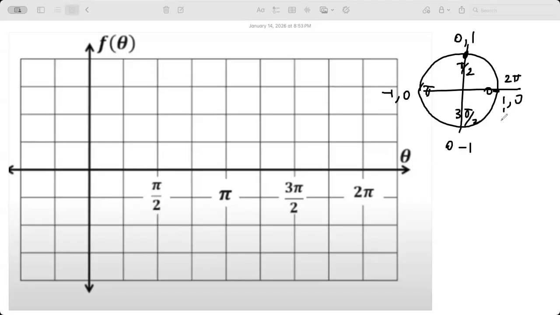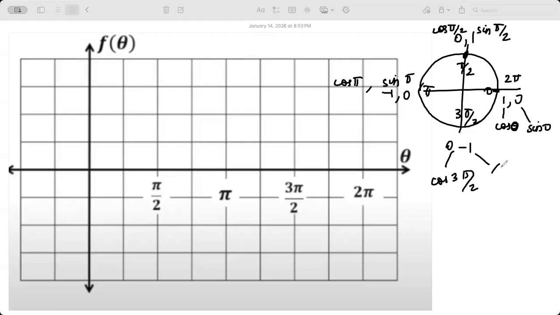What I'm saying is this represents your cos theta, this represents your sine. At 0, this represents your cos 0. This represents your cos pi by 2, this represents your sine pi by 2. This represents your cos pi, this represents your sine pi. This represents your cos 3 pi by 2, this represents your sine 3 pi by 2. Any questions there? No. Now can I tabulate it?